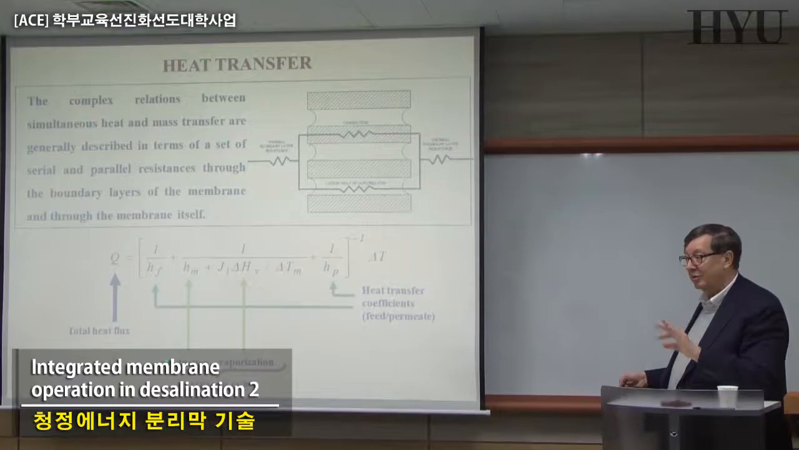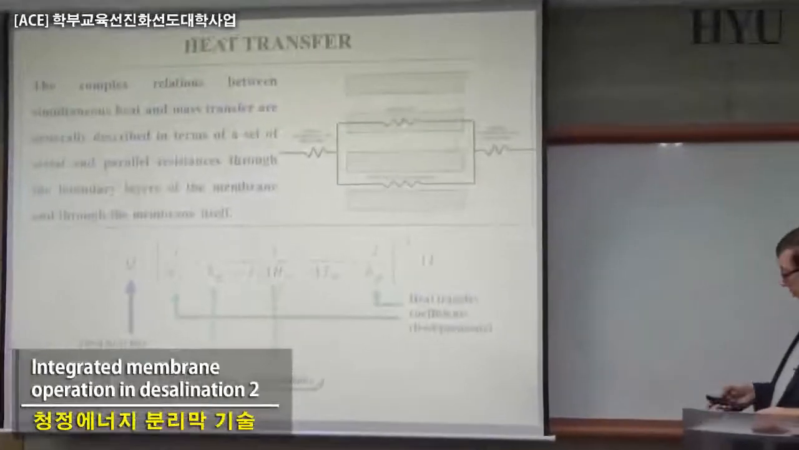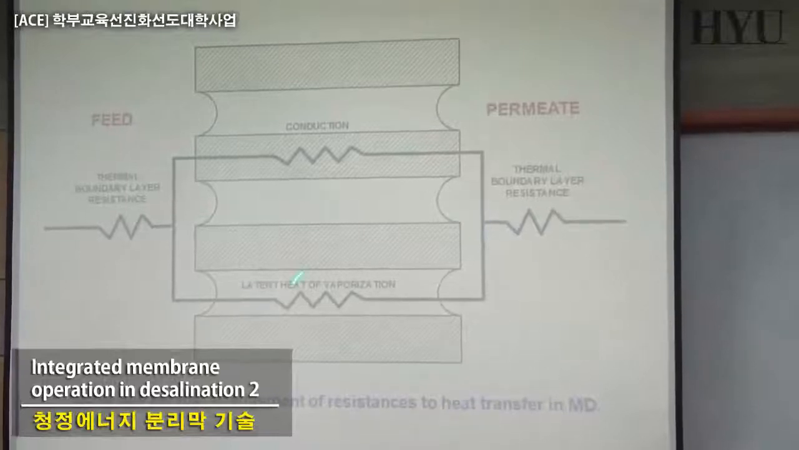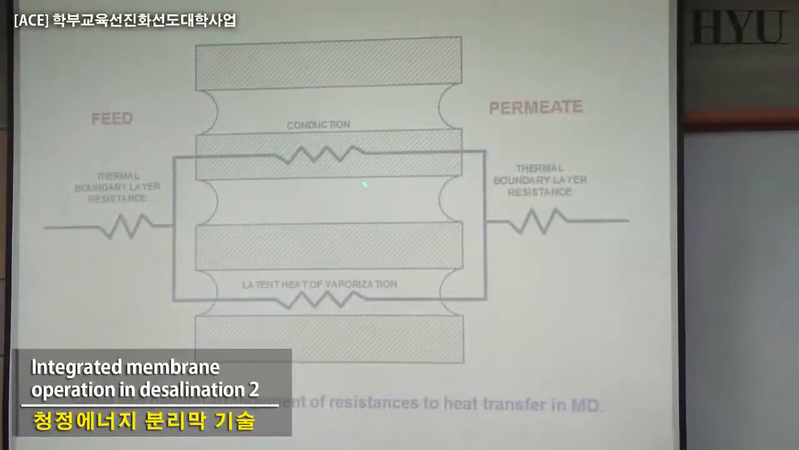It's about, at the end of the story, 50% of the overall energy. So if you do all these calculations, you will have the same kind of analogy, and you can see here you have conduction, significant resistance, and you have latent heat of vaporization. This one is the one we need and we utilize. This one is where we lose all the energy that we supply.